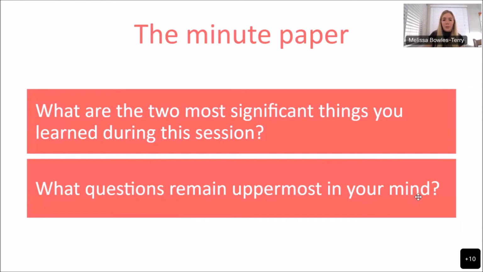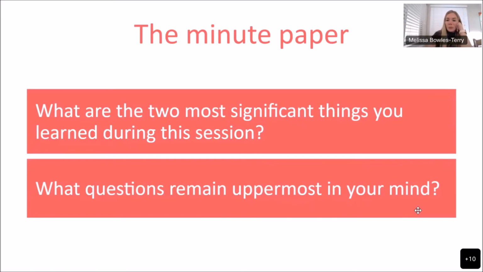The minute paper, which we talked about for a minute when we were talking about active learning techniques. This is a really easy one where maybe at the end of a lecture or a class session, you have students take out any kind of sheet of paper, even hand them an index card, and ask them to write for just 1 minute about the most significant things they learned during this session and what questions remain uppermost in their minds. And this gives you useful information on two fronts.